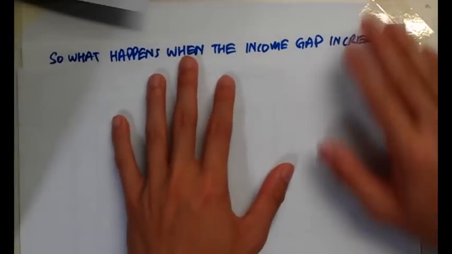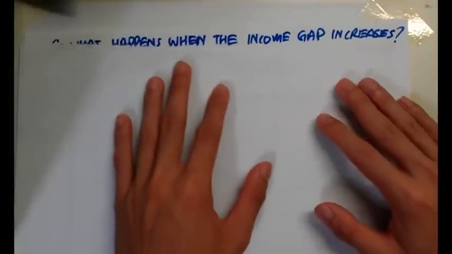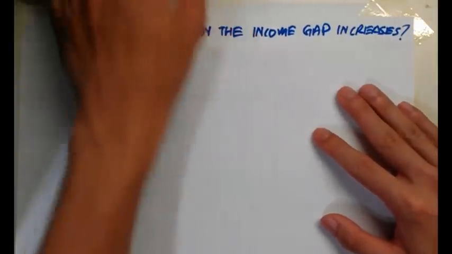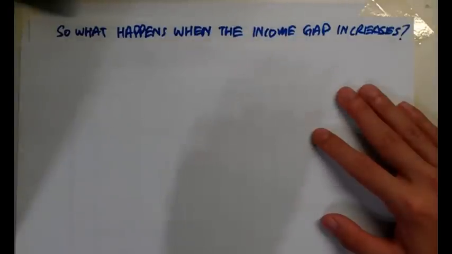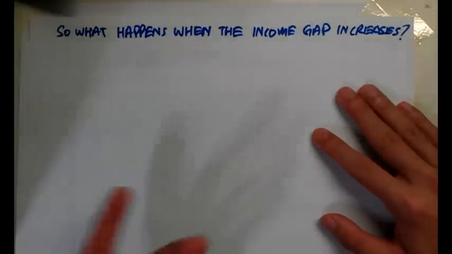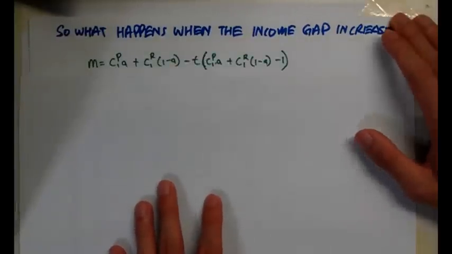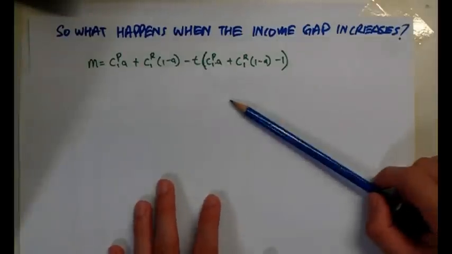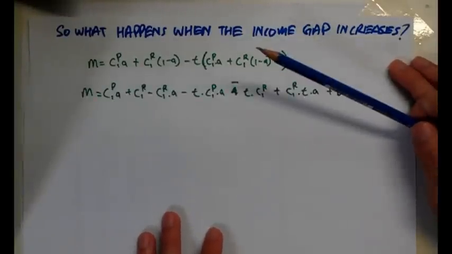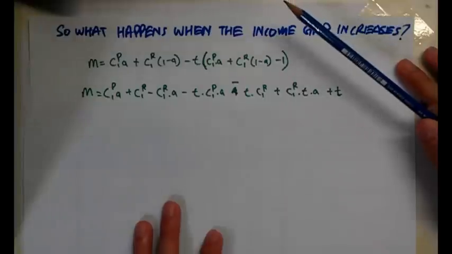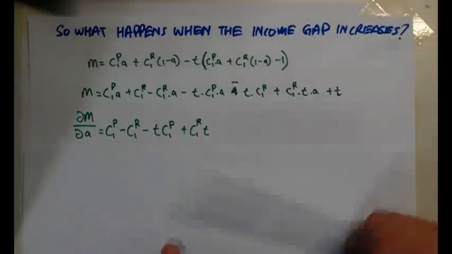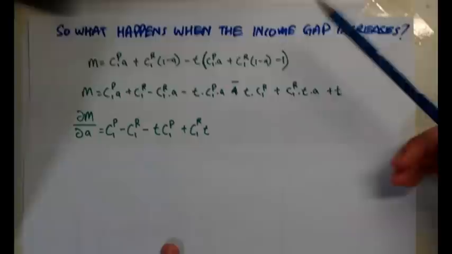So what happens when the income gap increases? How do I know whether the income gap increases? It is when alpha increases, because alpha is the proportion of poor people. So if there are more poor people now, that means alpha has increased. I know that my multiplier is this. I'm going to expand everything out so that differentiation is going to be easier. Now I'm going to differentiate with respect to alpha, because I don't know what happens to alpha.